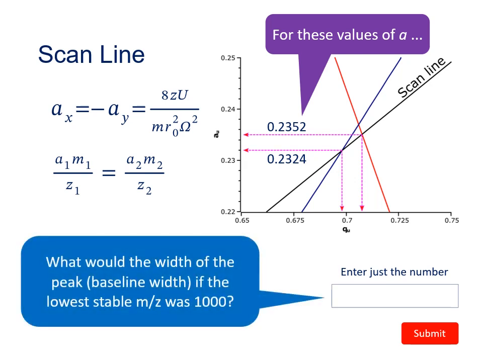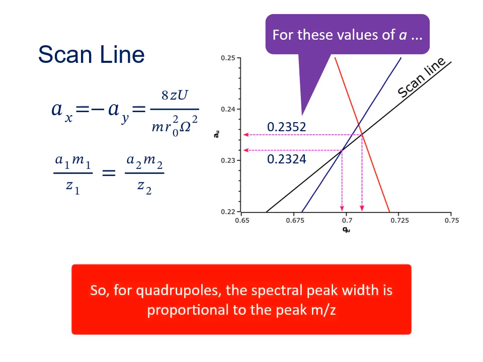And now I want you to consider what the width of the peak would be if the lowest stable mass was 1000 instead of 100. So what this means is that when you're running quadrupoles as a mass filter, the spectral peak width will be proportional to the mass to charge ratio. So the heavier an ion you look at, the wider the peaks will be.